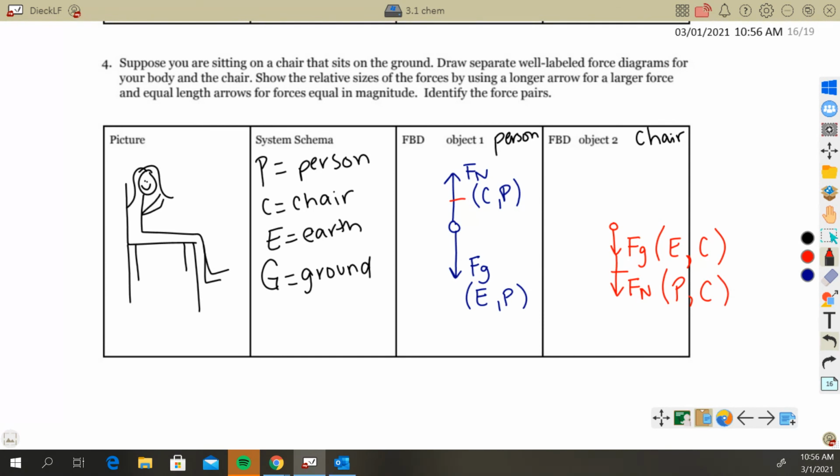Okay. What else is the chair experiencing? A force normal going upwards. That force normal should be about the same length as the other 2 lines combined. Who is dealing that upwards normal force? The ground. And who is feeling it? The chair. So what are my pairs, or what is my pair in this one? My third law pair.